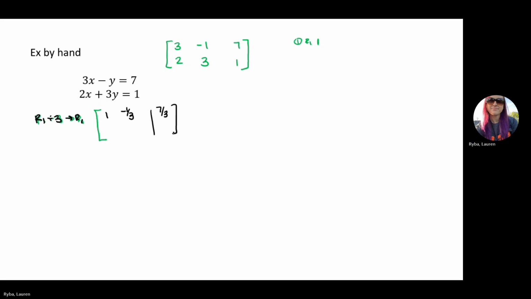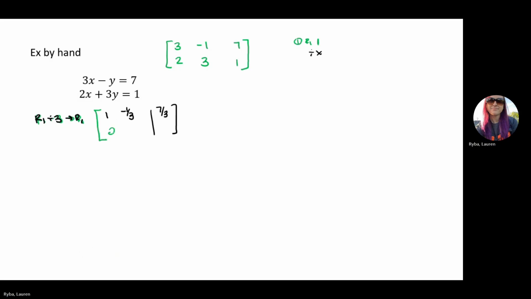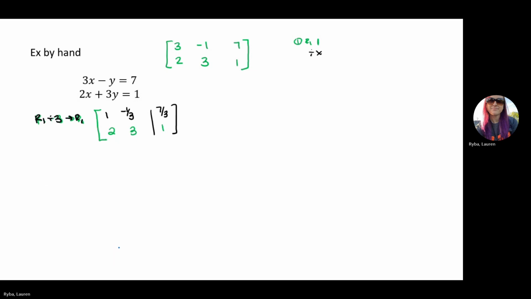7/3. To get a 1, you divide. Divide or multiply. Always divide or multiply. So I have 1, -1/3, and 7/3.